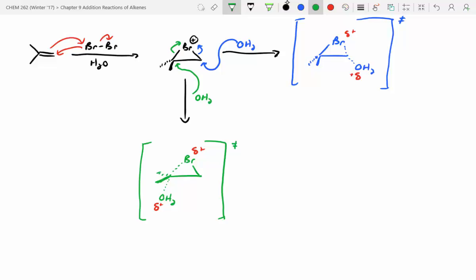Which pathway do you think is more likely to occur and why? And I want you guys to talk about this with your neighbor. This is an easily confusing concept to get through, so try to really argue it through. Don't just accept something as fact.